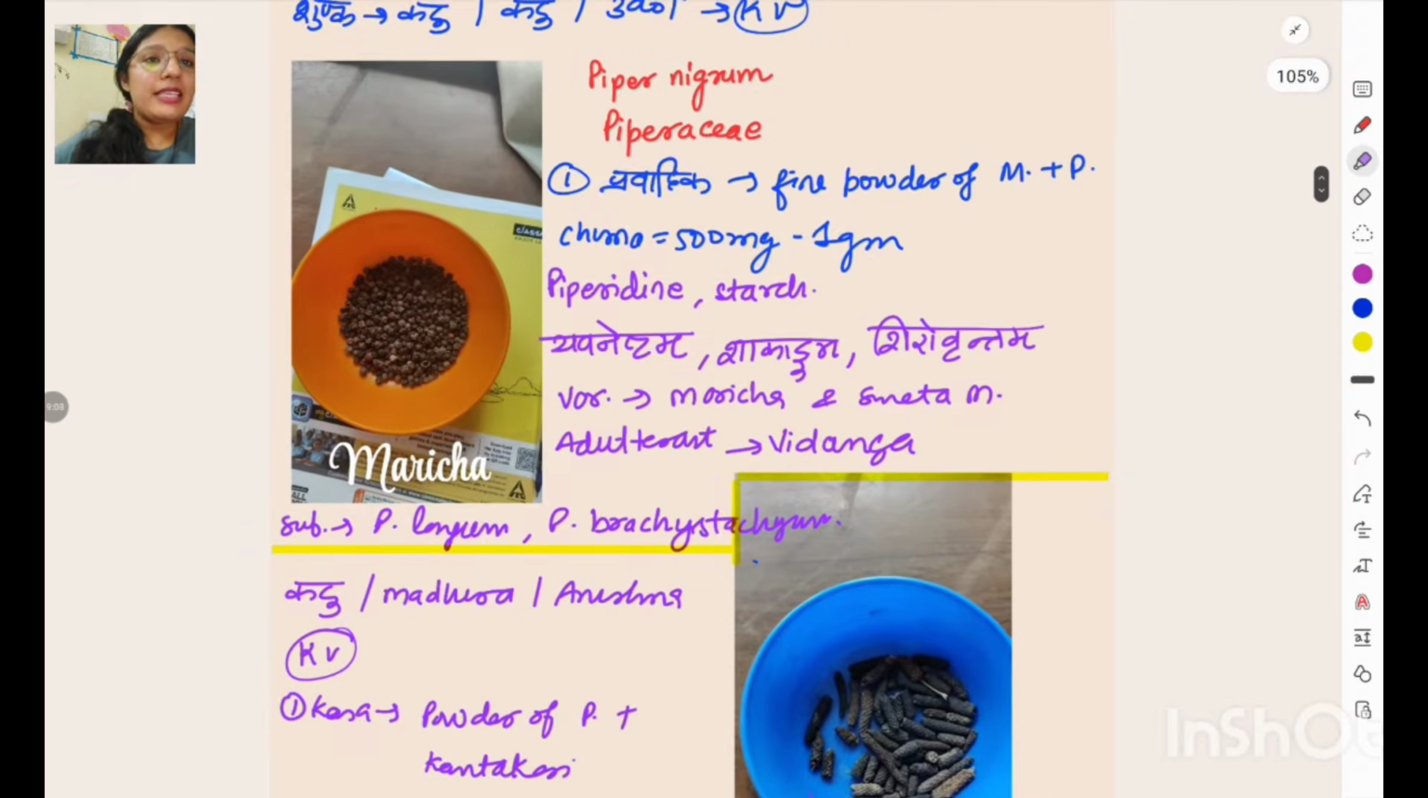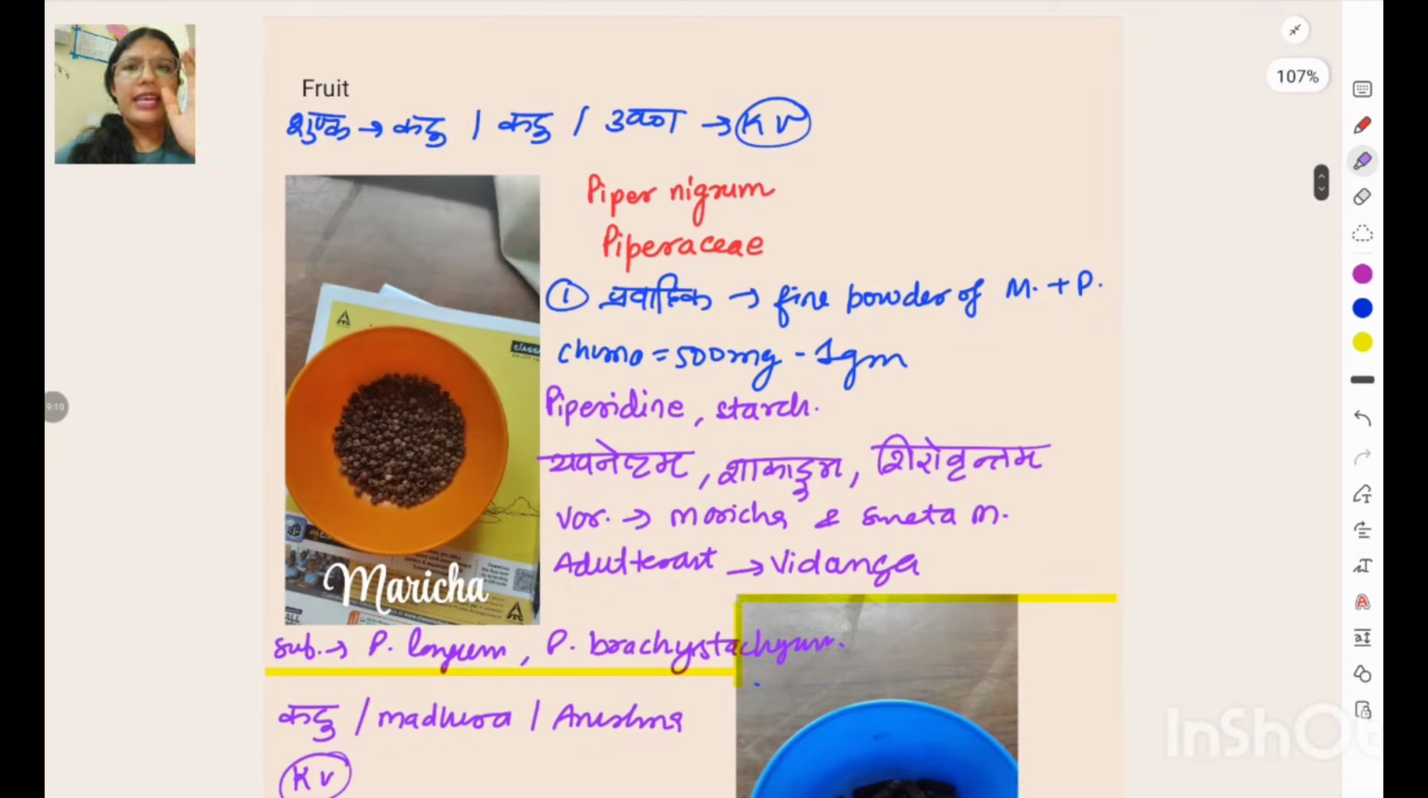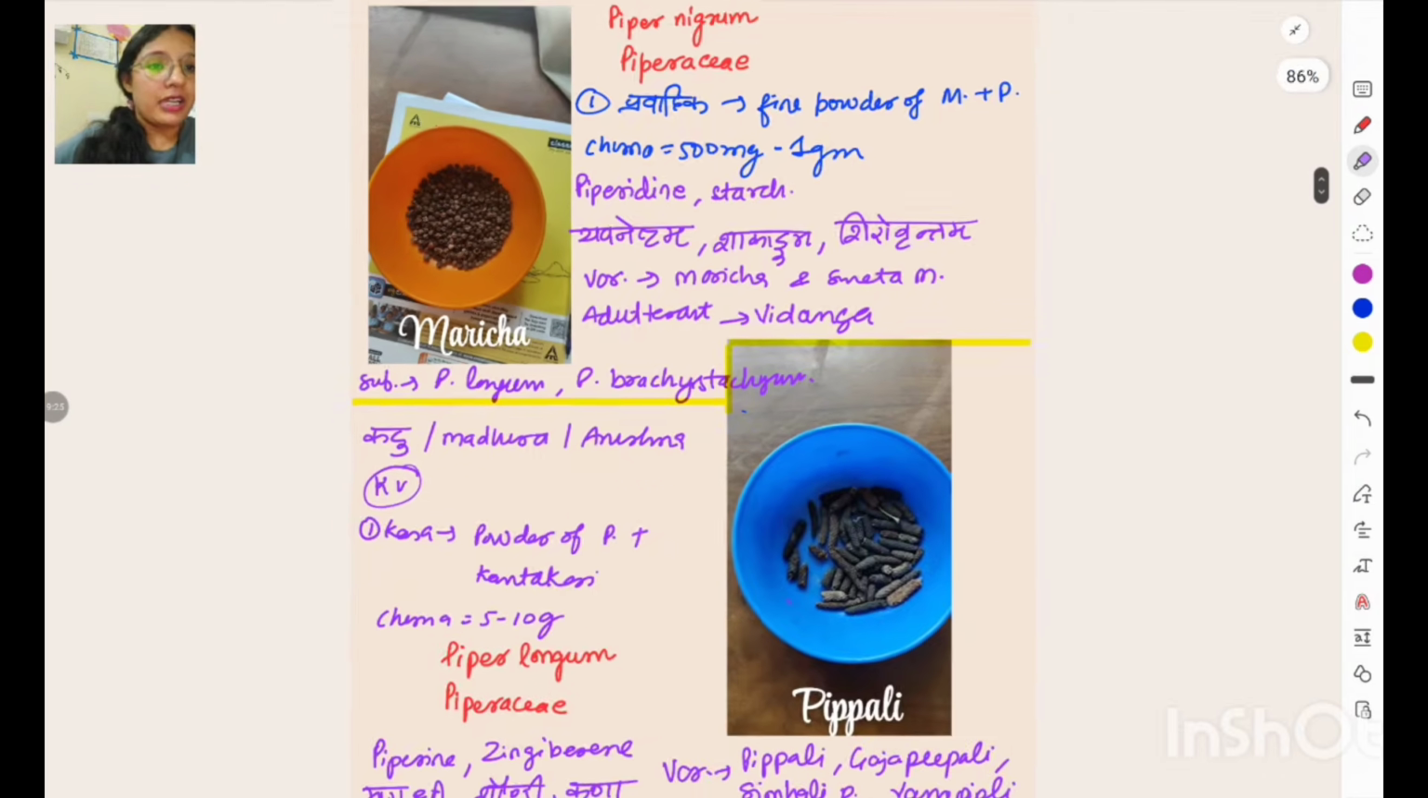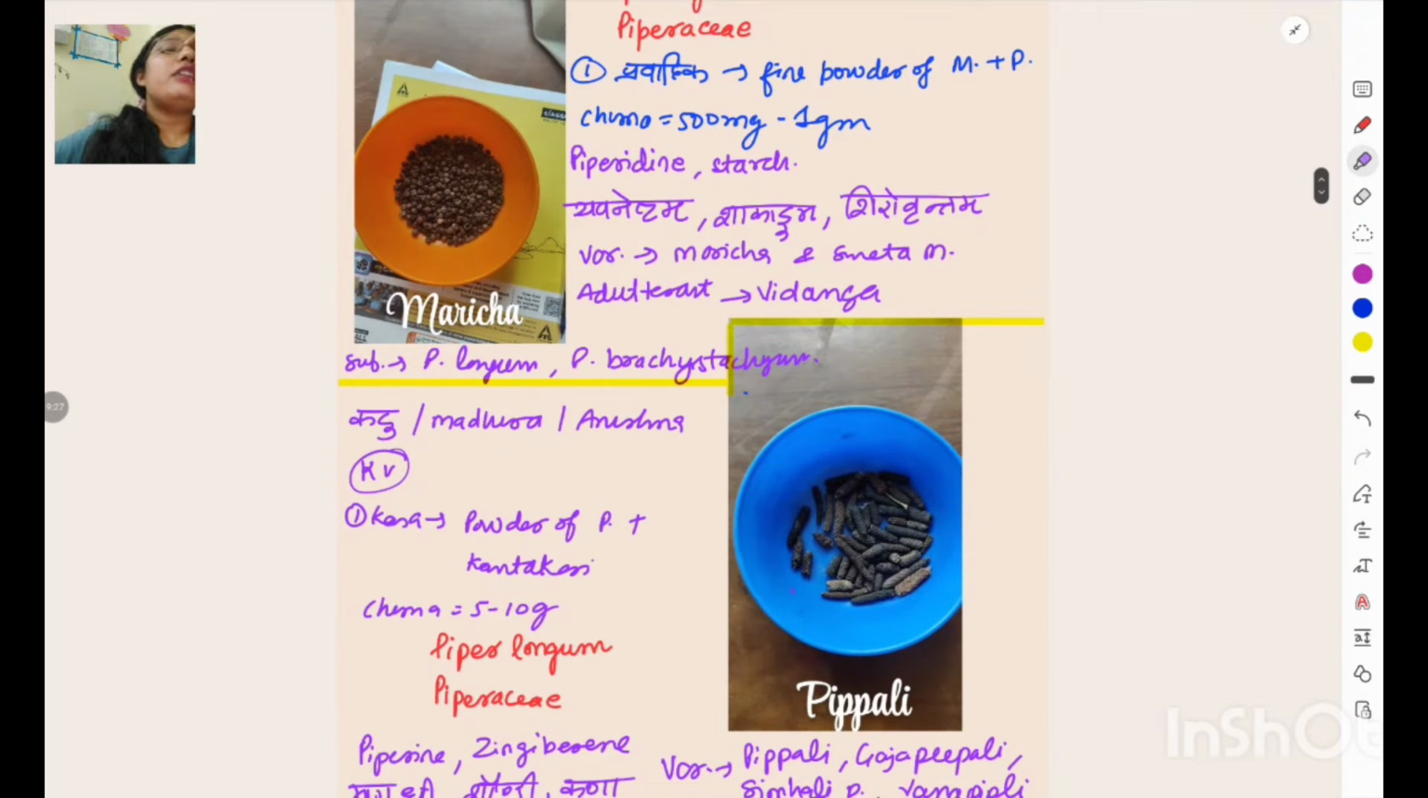Okay, next in fruit actually I think there are 10 or more, and I have written here the most important things. First this Maricha. As you see, Maricha's dose is 500 milligram to 1 gram. Don't forget this dose. Okay, then Yavaneshta is an important synonym, and the adulterant is Vidanga. And in one question there will be Grahya Agrahya. So in the exam, in the syllabus it is given that two bowls are there, and we have to separate Vidanga and Maricha as Grahya and Agrahya, because for Maricha the adulterant is Vidanga.